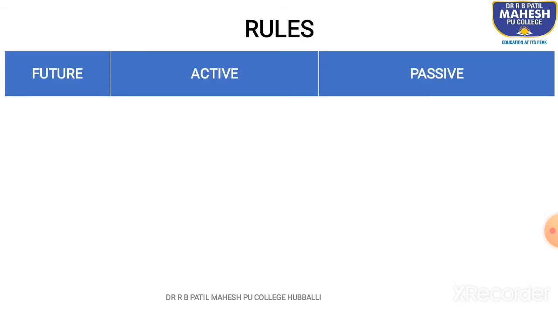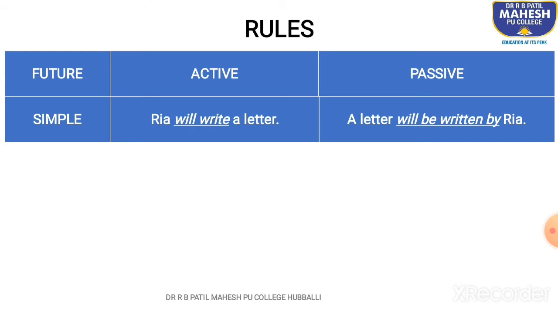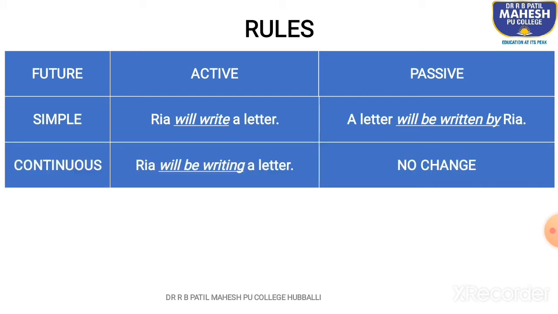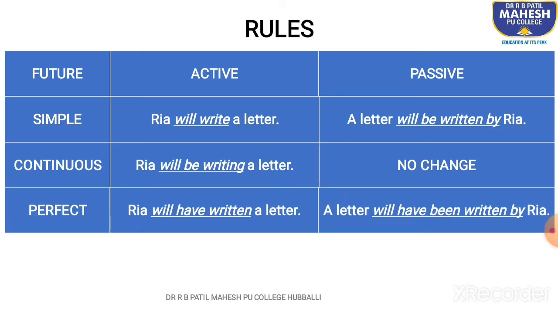Now, future tense. Simple future, Ria will write a letter. A letter will be written by Ria. Continuous, Ria will be writing a letter. This future continuous tense can also not be changed into the passive voice. Now, future perfect, Ria will have written a letter. Passive voice says a letter will have been written by Ria.